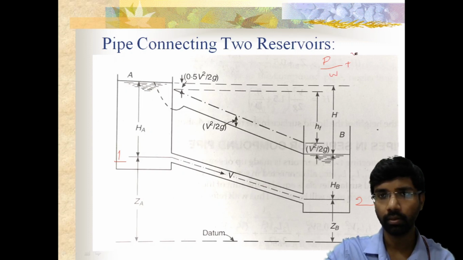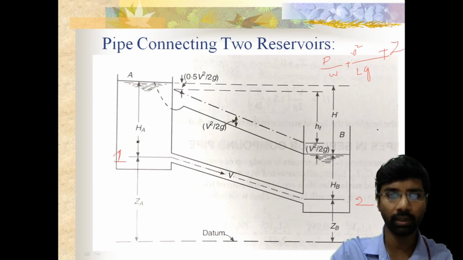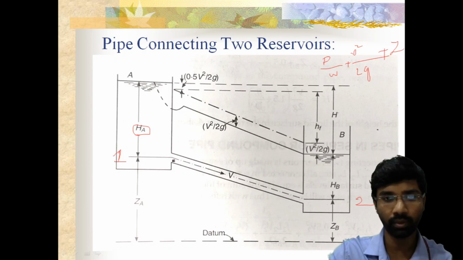What is P by W here? Observe this at this particular point 1. P by W we will get from the height of the water. The pressure at this point is due to the head of the water, the height of the water above this particular point. It is nothing but HA. And velocity, we may not have any velocity here. You will observe velocity from here onwards. So HA, and this point is at a distance of ZA from the bottom line. So the total energy at this particular point is HA plus ZA, right?